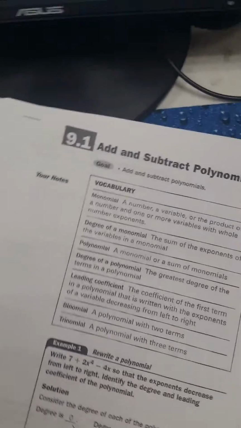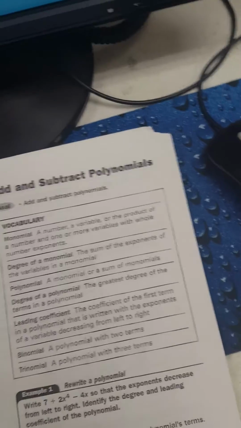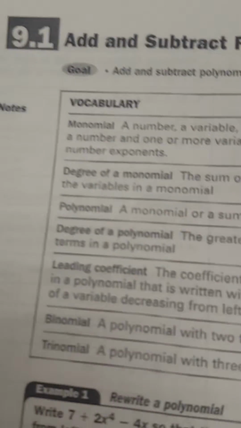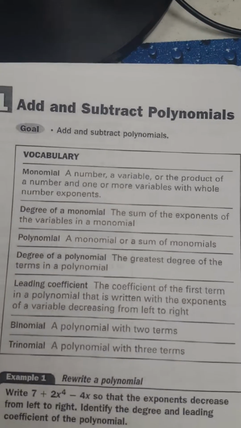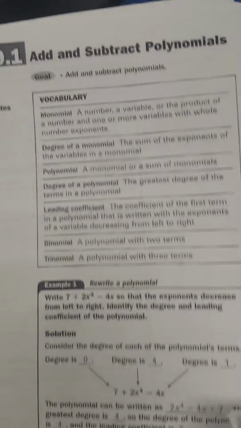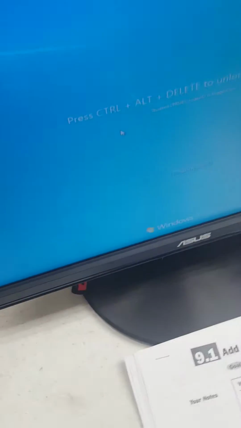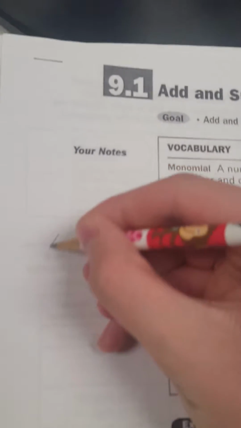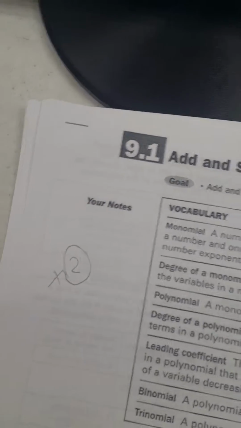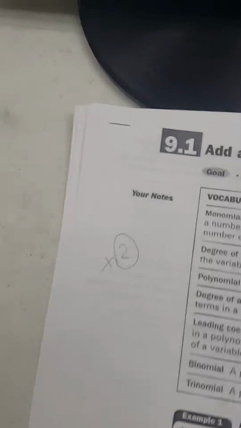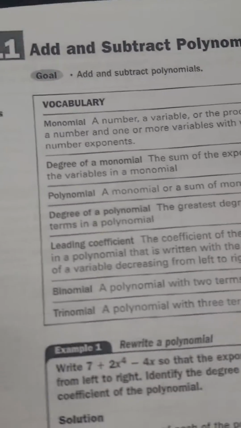Okay. 9.1. Monomial. A number or variable or the product of a number and one or more variables with whole number exponents. A monomial would be an example of something like that. Degree of the monomial is what 2 is. Degree of a monomial, the sum of the exponents of the variables in a monomial. Polynomial, a monomial or a sum of monomials.